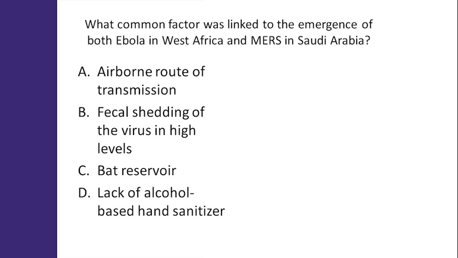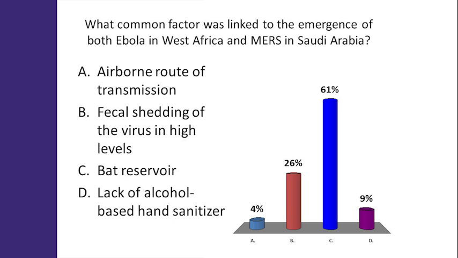Okay, so I've thrown a few questions in here just to keep you active, because I know we're before coffee break, but after breakfast, everybody's falling asleep. So, what common factor linked the emergence of both Ebola in West Africa and MERS in Saudi Arabia? Okay, use your clickers, keep you on your toes. Going once, going twice. See how many responses we get.